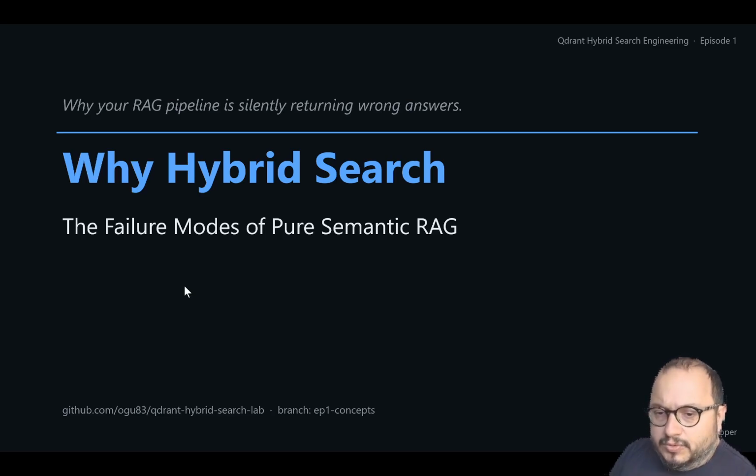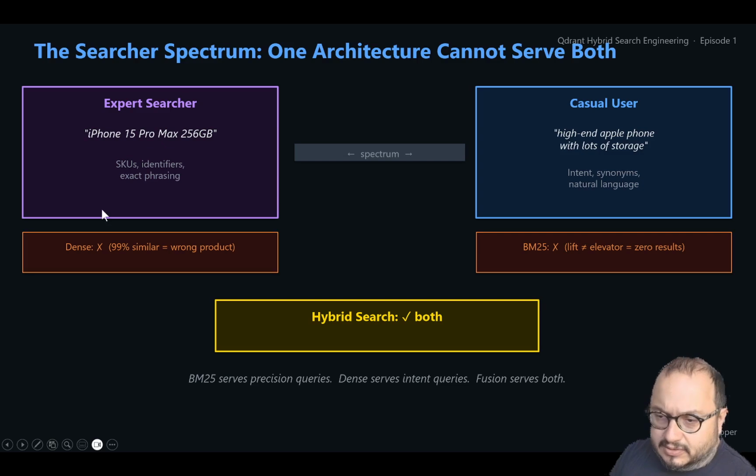Start with the people who use search, because the problem is not about algorithms. It is about who is searching. Any production search system serves two fundamentally different types of users, and they want opposite things. On one end is what I call the expert searcher. This person treats the search bar like a command line. They type something like iPhone 15 Pro Max 256GB and expect exactly that. Not something similar, not something close, exactly that. These are power users, procurement teams, engineers looking up a specification. The query is a precise instruction.